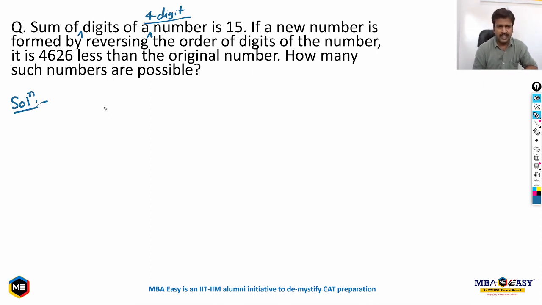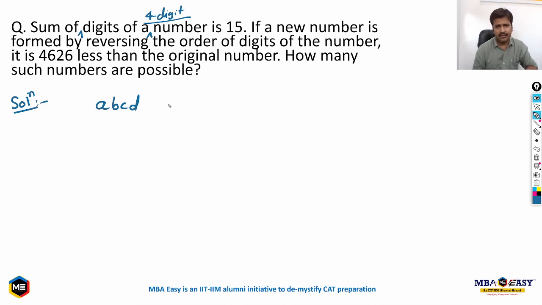So what is it saying? Let's say my 4-digit number is ABCD. हमने मान लिया, assume कर लिया हमारा number क्या है, ABCD. ABCD is my 4-digit number. So A, B, C and D are digits here, and D है unit place में, C is at tens place, B is at hundreds place, and A is at thousands place. So this is a 4-digit number.